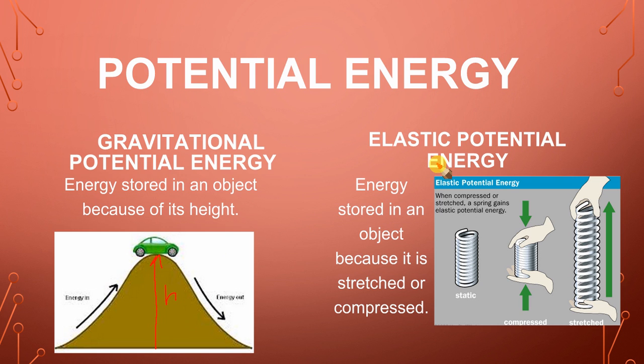And there's elastic potential energy, the energy stored in an object because it's stretched or compressed. Think about a spring. When you push down on it, it's compressed. When you stretch it out, it's stretched. And that spring is going to pop back into its original position as soon as you let go. That is a form of potential energy.